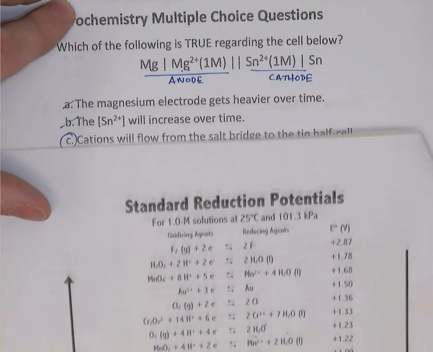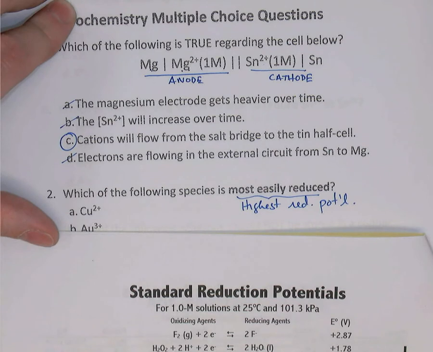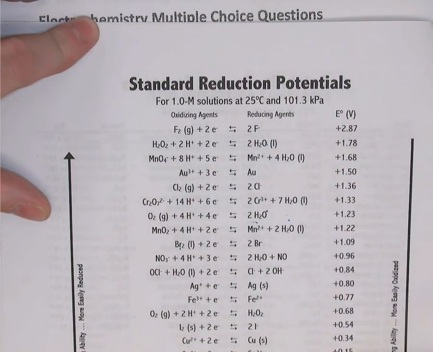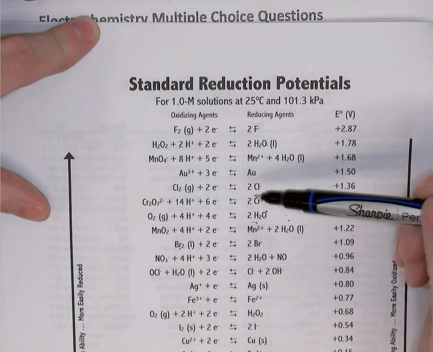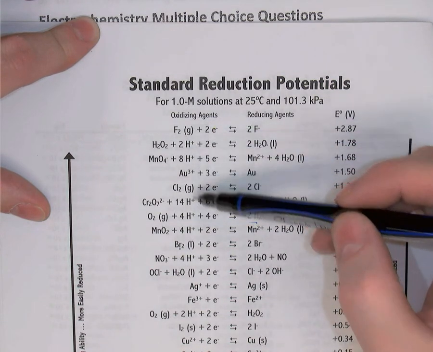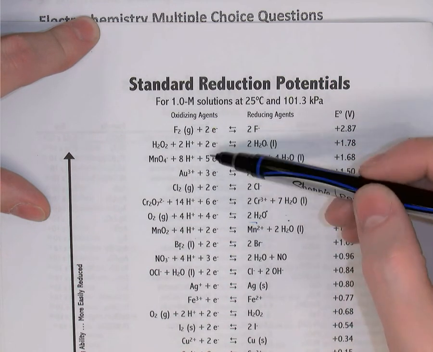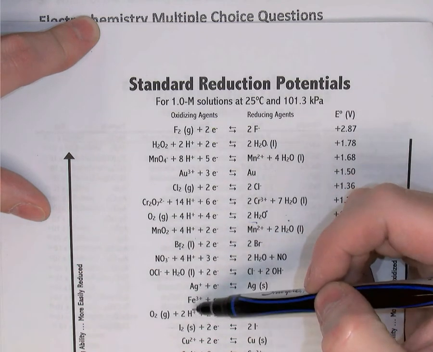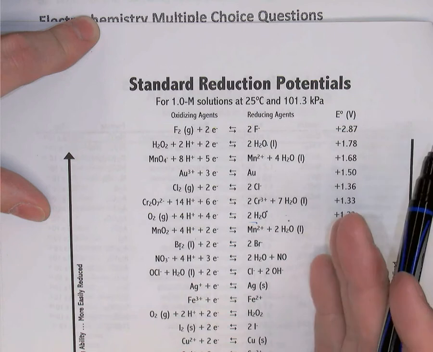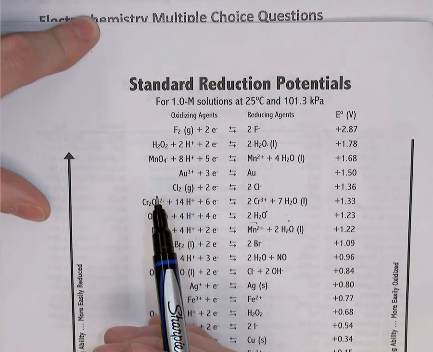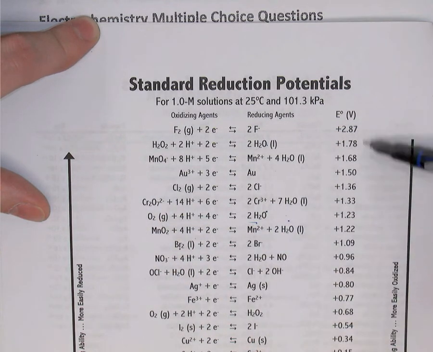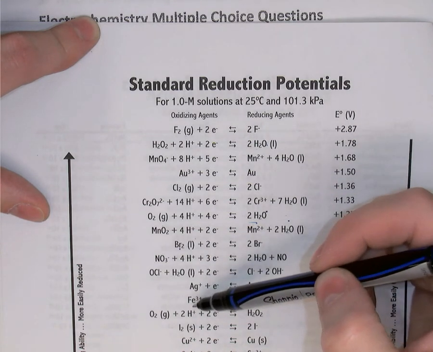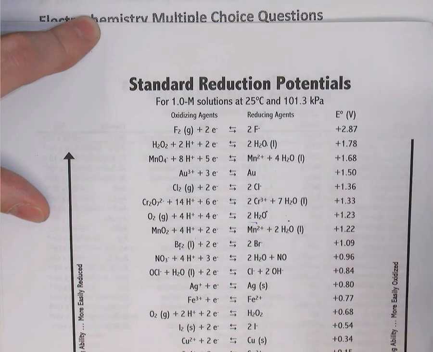I'm looking for the most easily reduced substance. Things that are being reduced are on the left-hand side of this chart. We can tell that because each substance here is gaining electrons. Gaining electrons is reduction. So if I'm looking for the thing most easily reduced, it has to be on the left side of this chart with the highest reduction potential, these numbers over here. So it has to be on the left side and highest up.